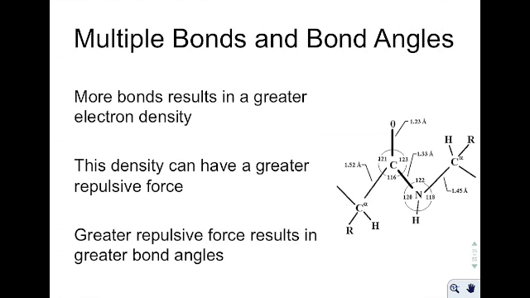Whenever you have multiple bonds and angles, realize that the more bonds there are, the greater the electron density is. So if you were to look at this particular bond right here between these carbons, you would predict it to be 109.5 based on the fact that it's tetrahedral. But then if you were to look, there's a lot of electron density here. So because of this, it could actually push some of these bonds further away because there's a lot of electrons there. The greater repulsive force could create greater bond angles even when it appears like it should be a tetrahedral molecule.